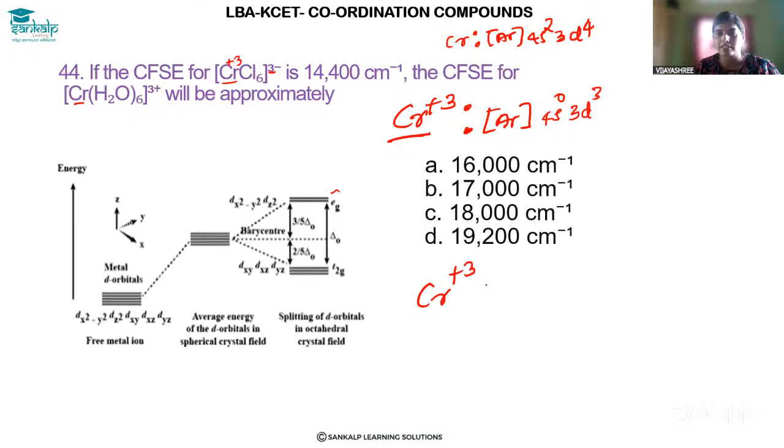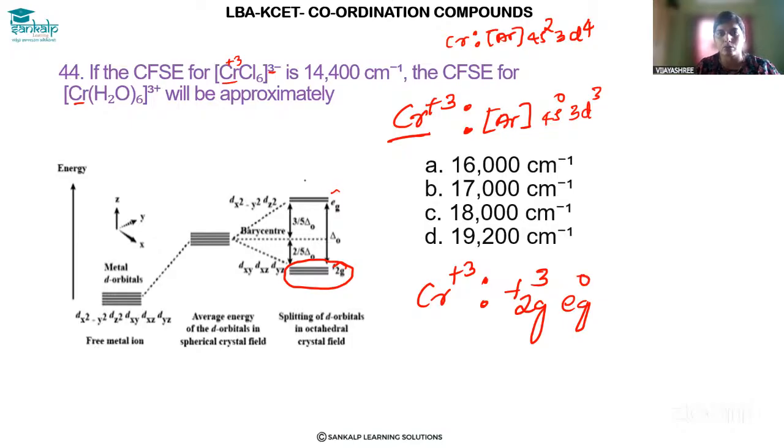Cr3+ means the electronic configuration will be t2g3. So 3 electrons will be occupying the T2g orbitals, the 3 T2g orbitals. Then in the Eg orbitals there will be 0 electrons.